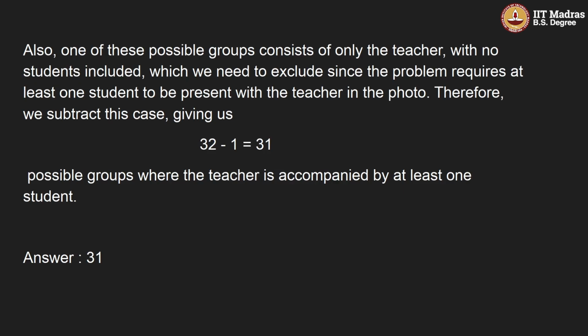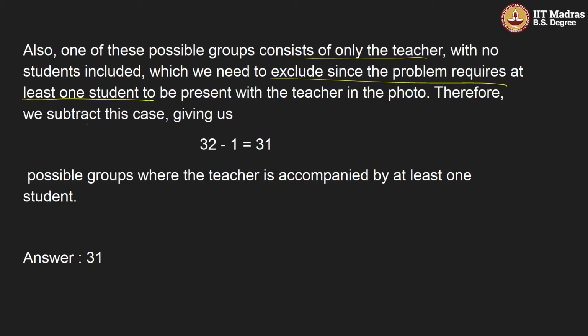Now also one of these possible groups consists of only the teacher, right? Like nobody is in the group photo, no student is there with the teacher. Which we need to exclude since the problem requires at least one student and we can't consider that, right? The question asked is that there should be at least one student present with the teacher. So we're going to exclude that condition in which there is no student with the teacher.